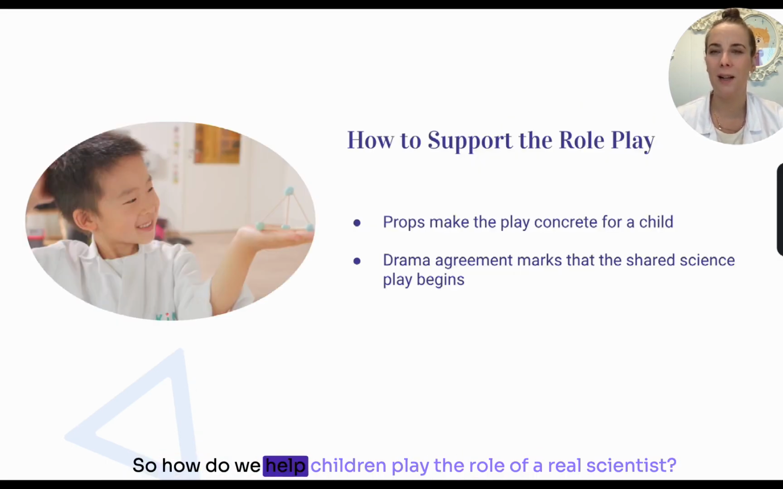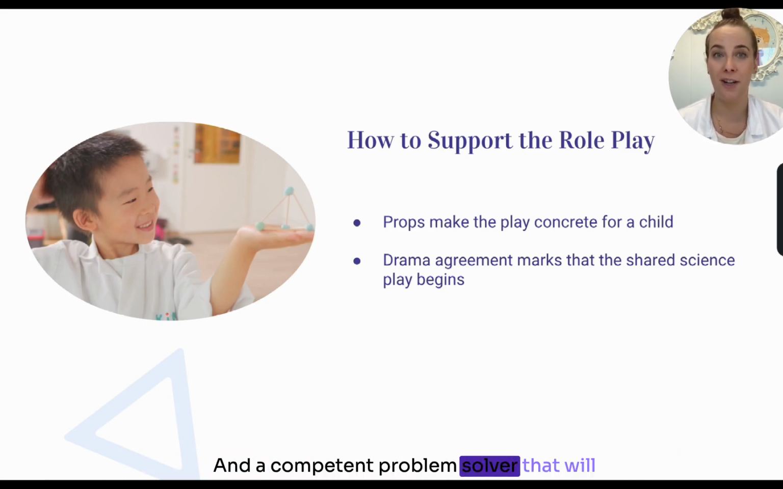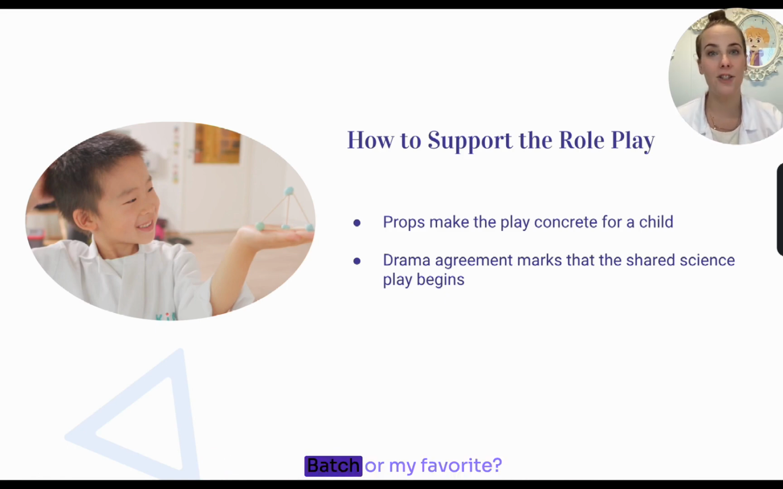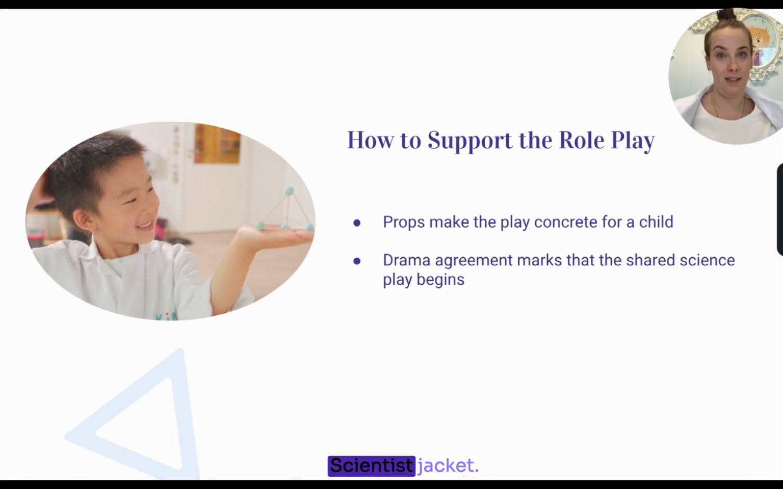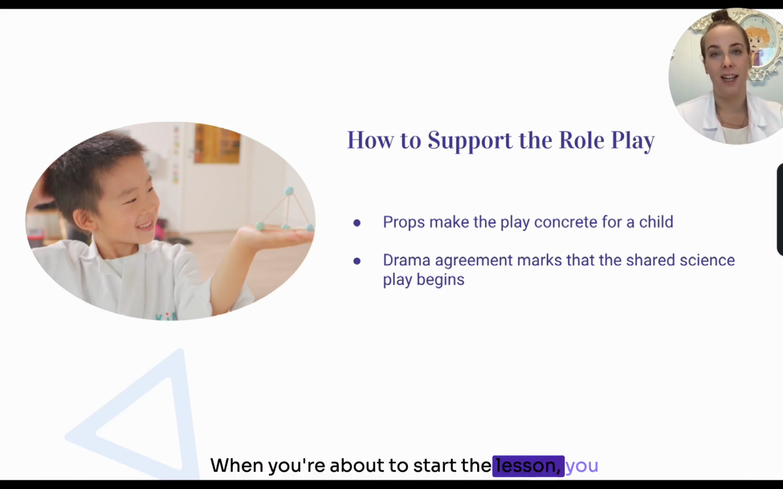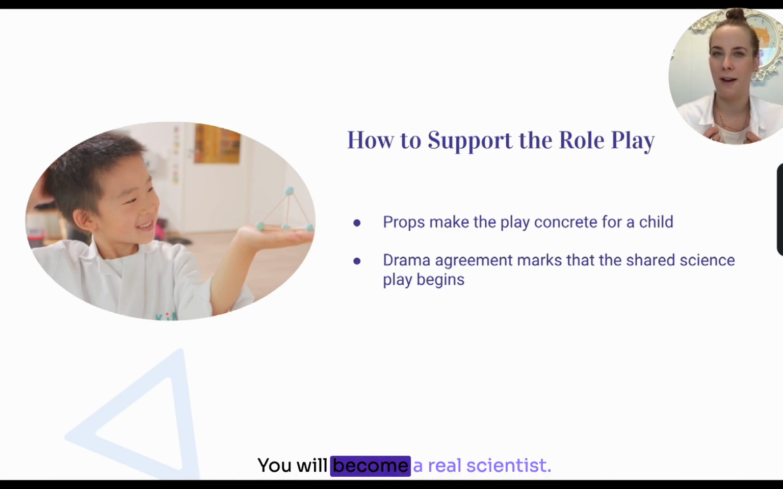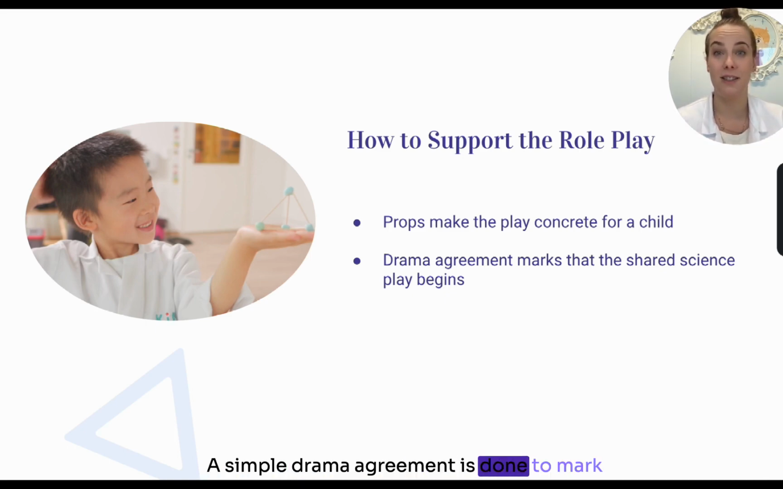So, how do we help children play the role of a real scientist and a competent problem solver that will do investigations and find out about things? One concrete way to support the role play is to use some kind of concrete props, like a scientist badge or my favorite, scientist jacket. When you're about to start the lesson, you can simply say, when you put this lab coat on, you will become a real scientist. And there you go. A simple drama agreement is done to mark that the shared science play is about to begin. It's really as simple as that.